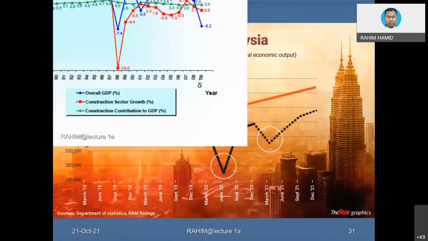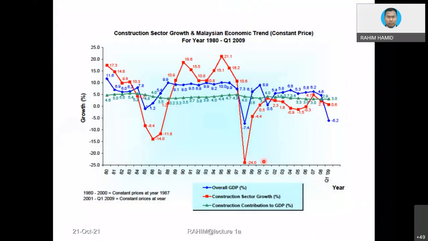Okay, now we come into almost the end of this slide by looking at this particular slide. This slide basically comprises three graphs: the blue, green, and the red one. So if you read this graph, you must be able to interpret what this thing tells us. So this thing basically tells us a few things.